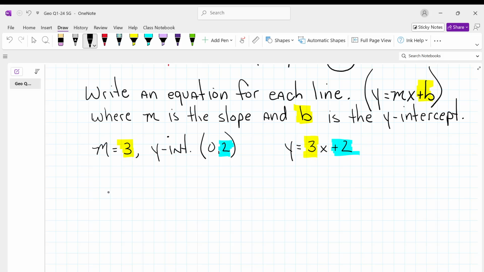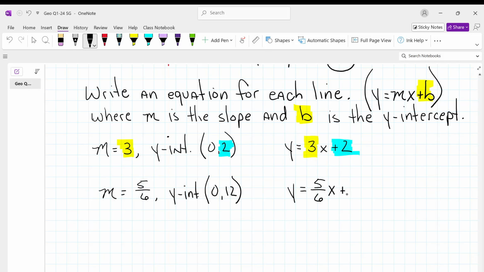If you're told that m is equal to 5/6 and the y-intercept is at 0, 12, then again, your equation in slope-intercept form is y equals 5/6 x plus 12.